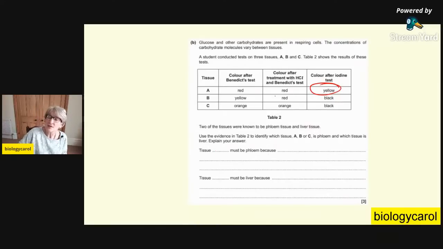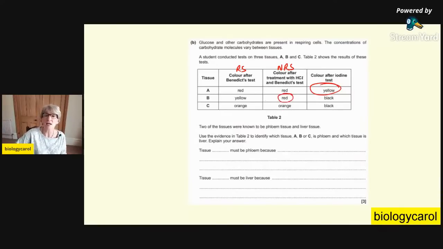Which one is phloem was more tricky, because here am I thinking, okay, phloem transports sucrose. Sucrose is a non-reducing sugar. So I'm expecting a positive test for the non-reducing sugar and a negative one for the reducing sugar. This is the reducing sugar and this is the non-reducing sugar. But blow me down, I've got positives for both.